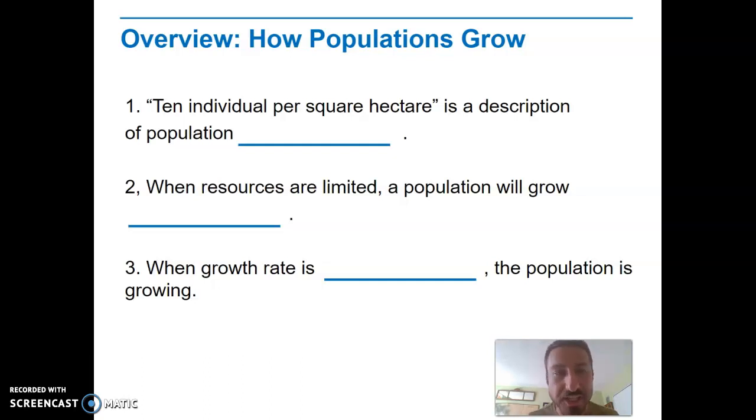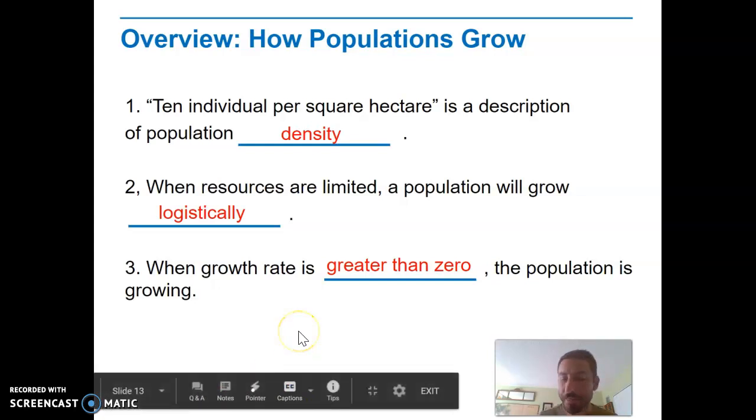You had a chance to answer these independently. Question number 1, 10 individuals per square hectare. That's a description of population density. Number 2, when resources are limited, a population will grow logistically. And realize that that's the only realistic way that populations do grow. Exponential growth only happens over a relatively short period of time. And then 3, when growth is greater than 0, the population is growing.